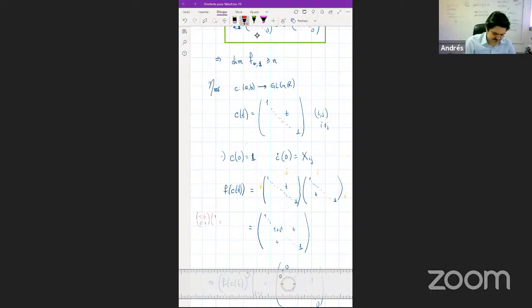Let's see. So 1 plus d squared t. Oh, it's correct, right? So I think it's right, yes. So yeah, I was puzzled about this entry here, if it was 1 or not, but it is. Okay.